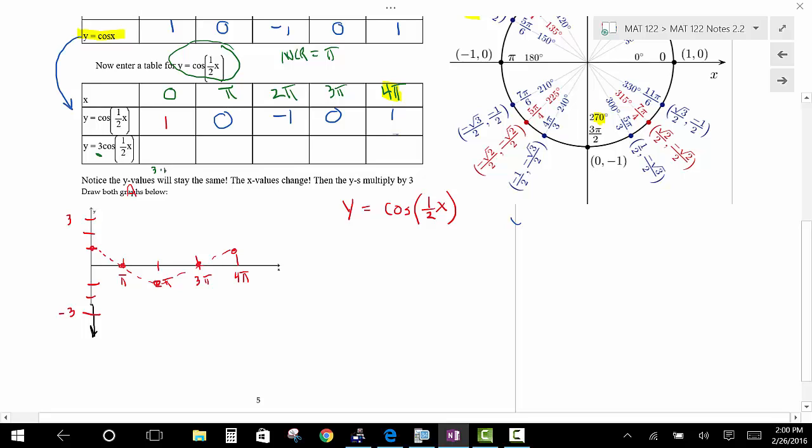So it's just going 3 times 1 is 3. So this point right here stretches up to 3. Then this point, you take 3 times 0, it's still the same. So that x-intercept is not affected by a stretch.